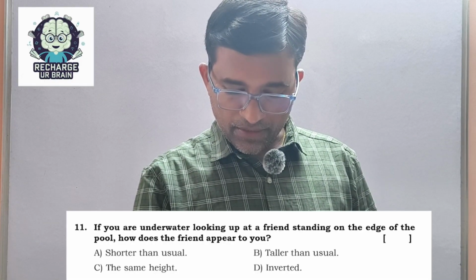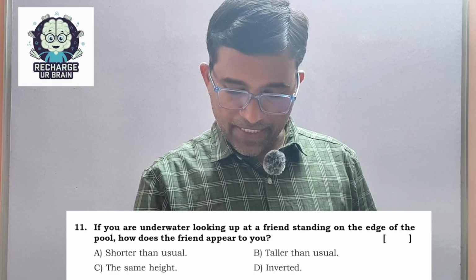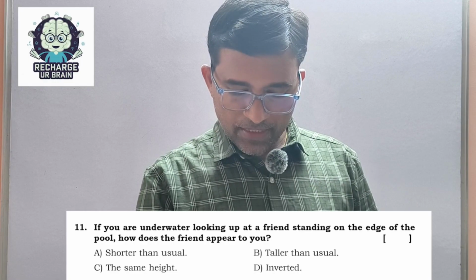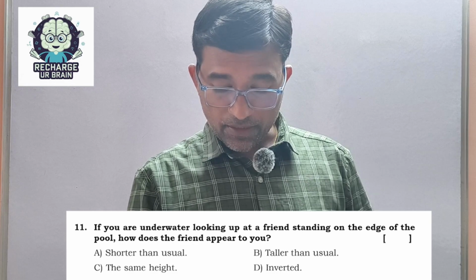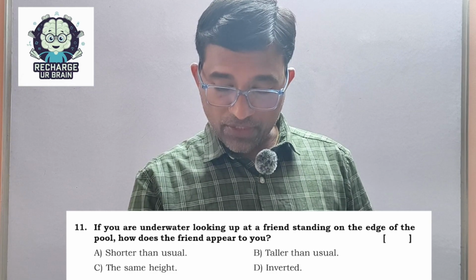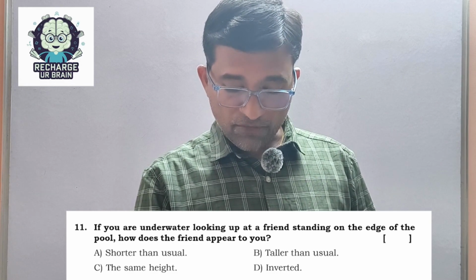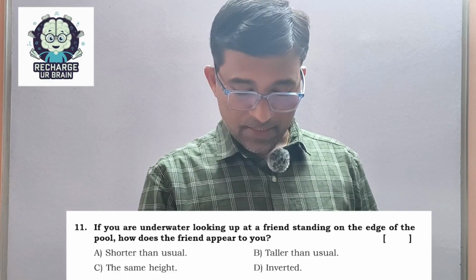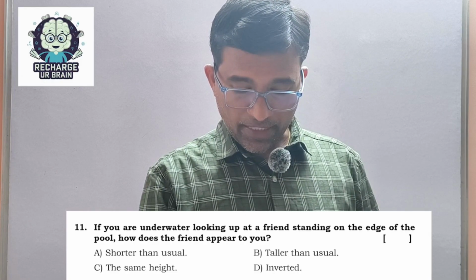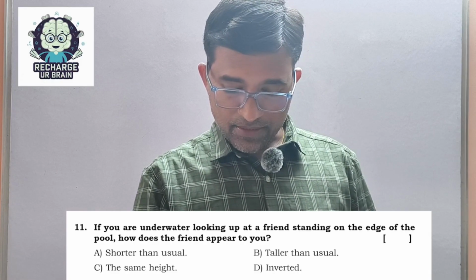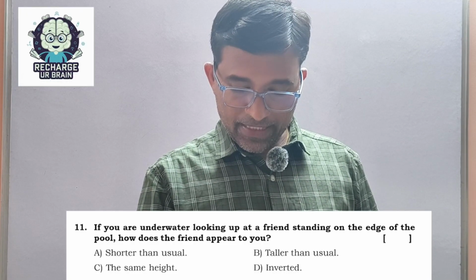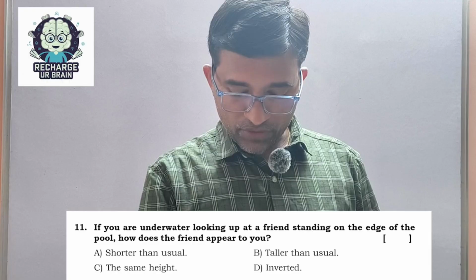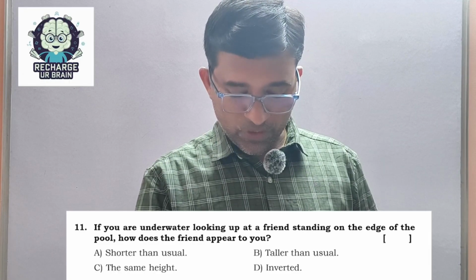And 11th one, if you are underwater looking up at a friend standing on the edge of the pool, how does the friend appear to you? I will repeat the question. If you are underwater looking up at a friend standing on the edge of the pool, how does the friend appear to you? First option is shorter than usual. Second one is taller than usual. C is the same height. And D is inverted. So for the 11th one, the right answer is B, taller than usual.